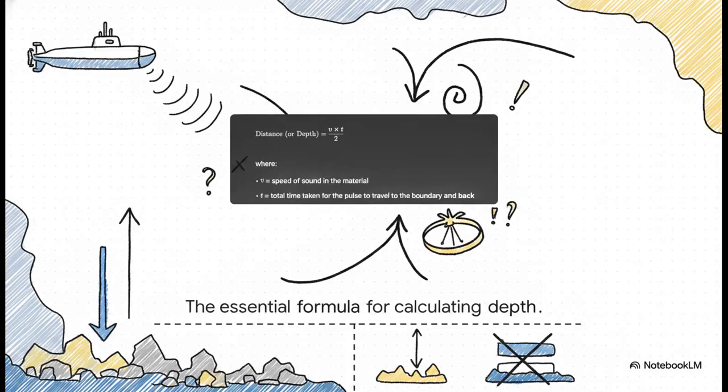Now I need you to focus very, very closely on this next concept. The formula is distance equals speed multiplied by time, all divided by 2. This right here is the absolute biggest trap in the entire sound syllabus.